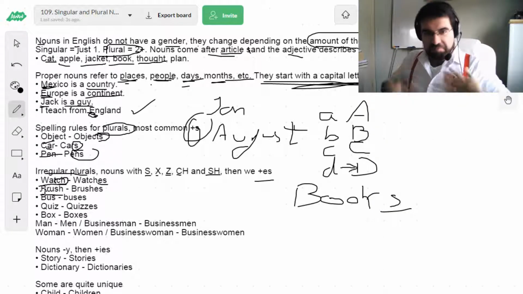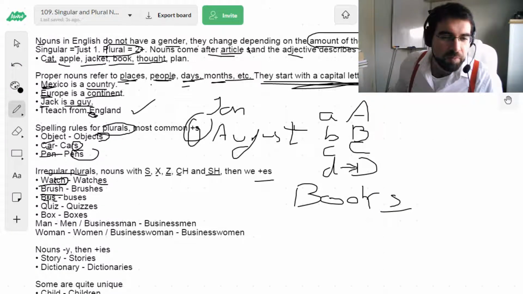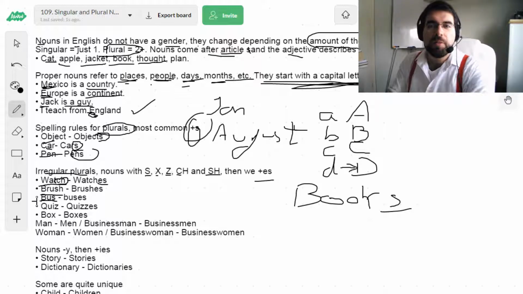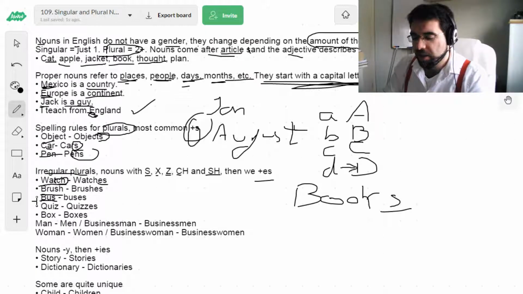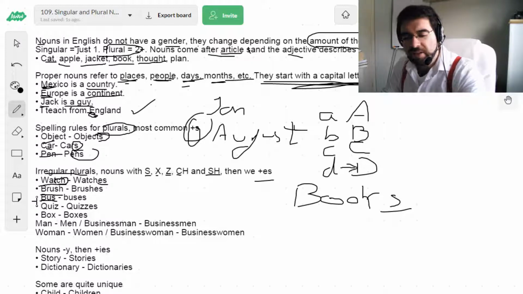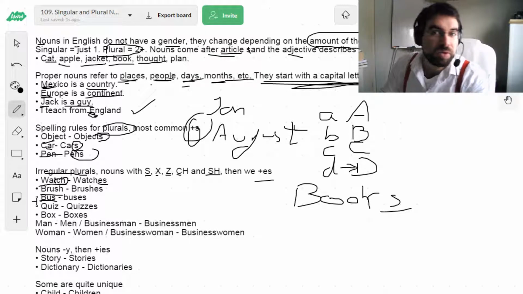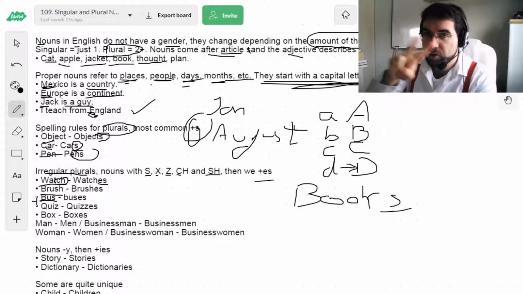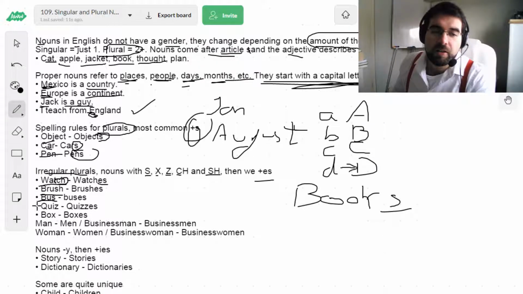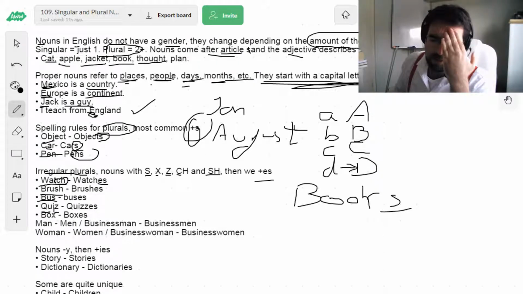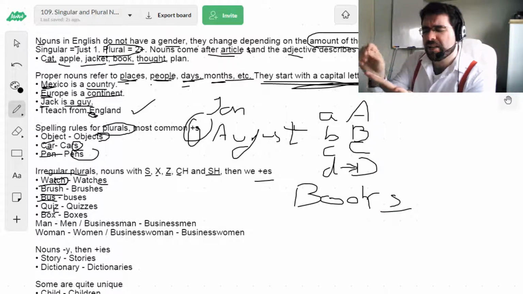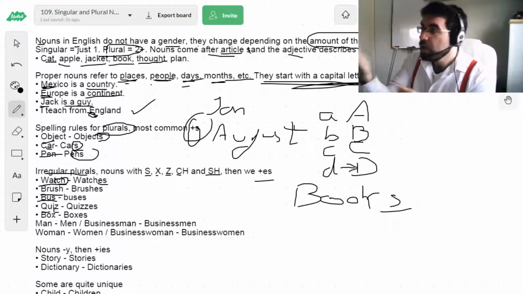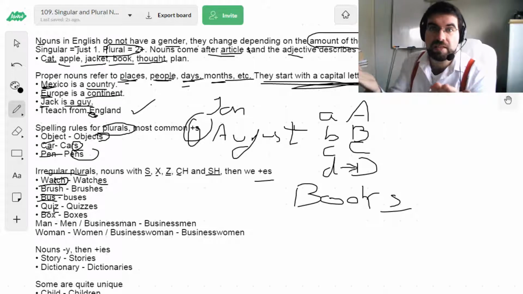Brushes. Or bus. Public transport. You're getting the bus into town, into the city, but you need to catch more than one bus. First bus here, second bus there. I need to catch two buses to get into town. Two buses. Or quiz. Oh, quiz, these puzzles, tests, exams. Another quiz. I've got two quizzes to do.